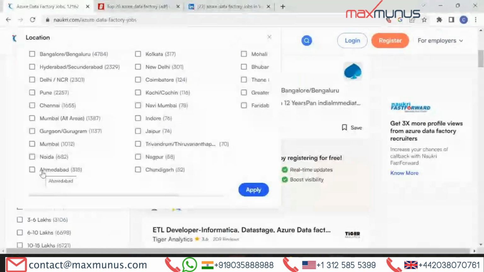Among these, the topmost locations are Bangalore being the top. There are 4784 job opportunities for Azure Data Factory. Then I can see Hyderabad, where there are 2329 job openings, and 2301 job openings in Delhi and many other locations available.